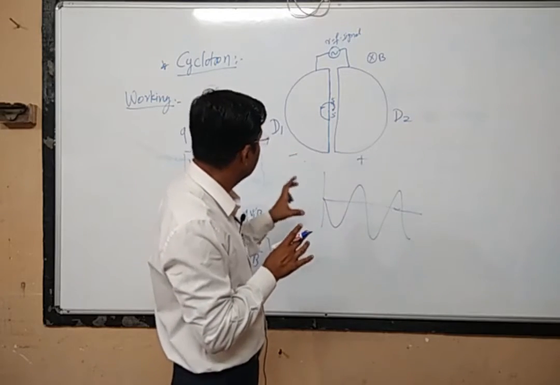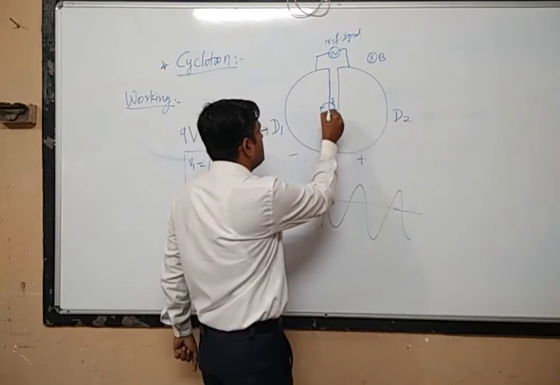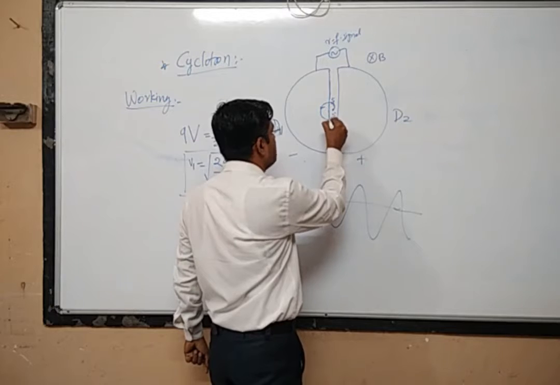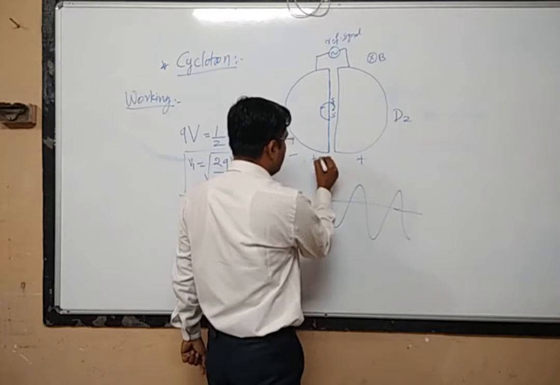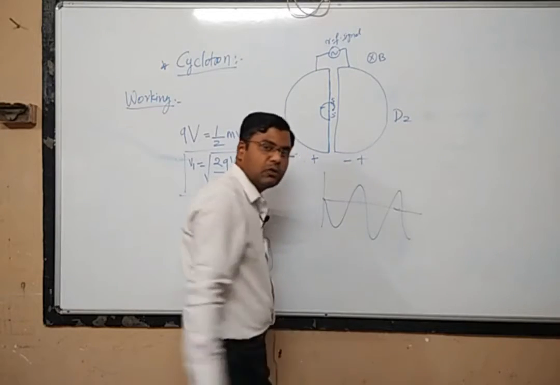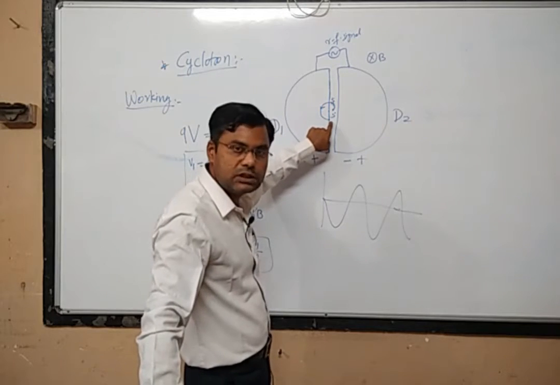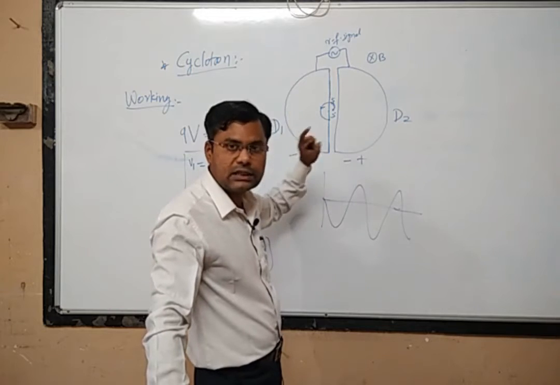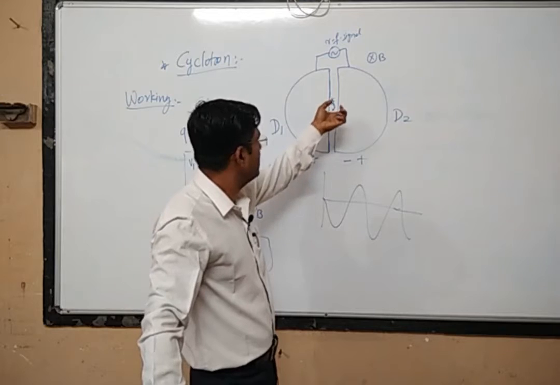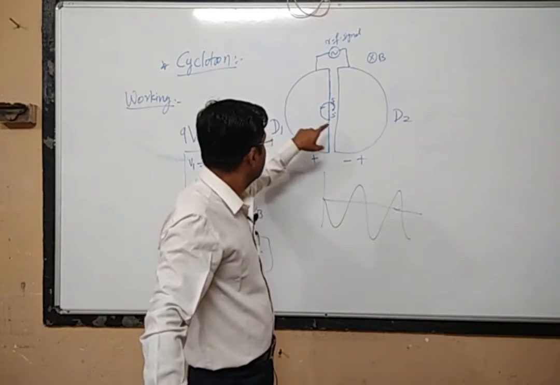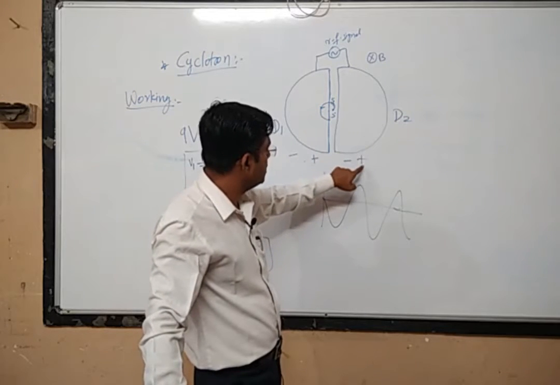So what do I have to do? I have to maintain the frequency of the AC signal such that as soon as the charged particle arrives at the exit point of the D1, this D1 will be at positive potential and D2 will be at negative potential. As soon as the charged particle performs its journey up to this position, I will manage the frequency of the AC signal such that D1, which earlier was at negative potential, when it attracted the charged particle for the acceleration, will now become positive, and D2, which was earlier at positive potential, will become negative.